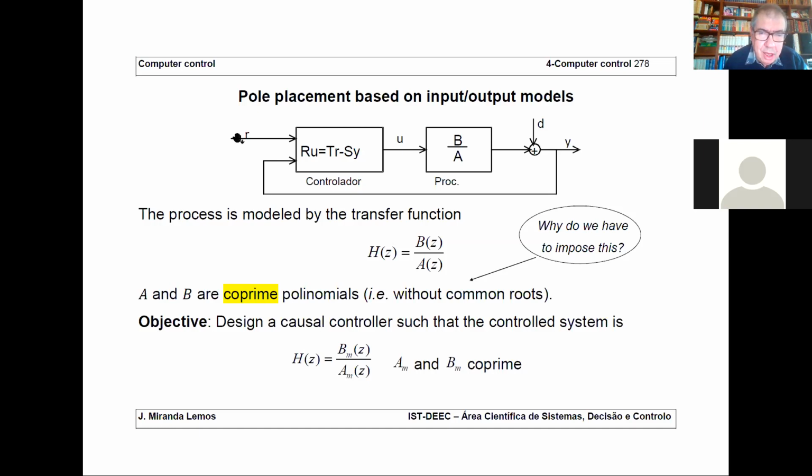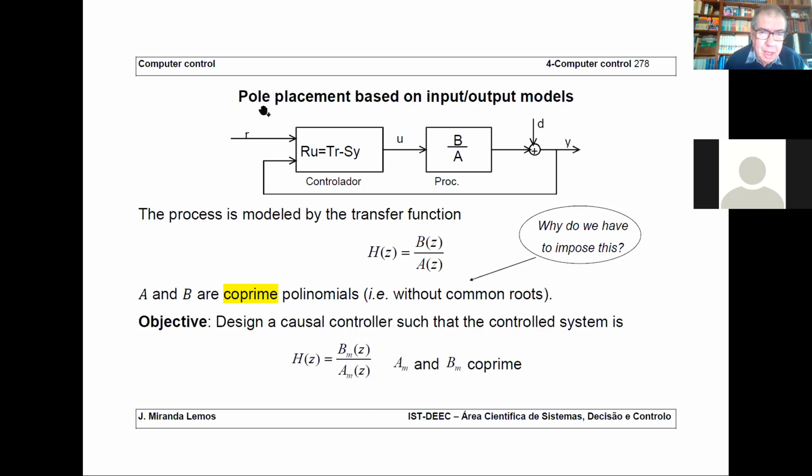You want the transfer function between R and Y to be BM divided by AM. So this is something that comes from your specifications. Somehow you decide what is BM and AM, so you impose the poles and you impose the zeros.